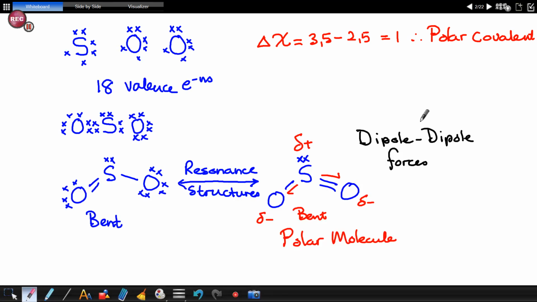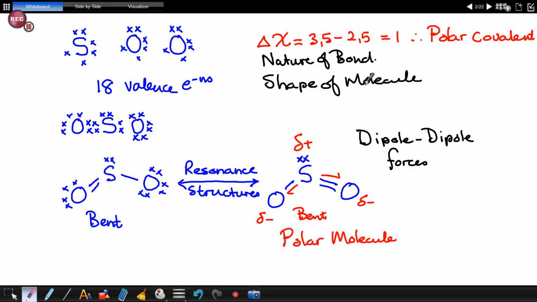Okay, wait. So the things that we need to know are what the nature of the bond is, for which we use electronegativities, and then the second thing that we need to know is the shape of the molecule. Some people say the geometry of the molecule, because the shape of the molecule will determine whether the molecule is polar or not.